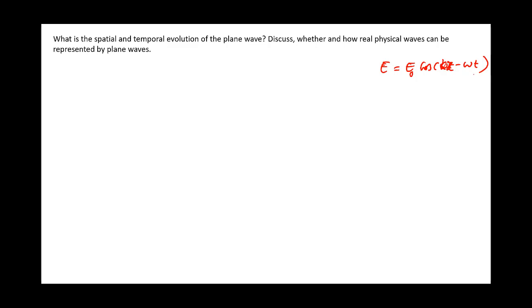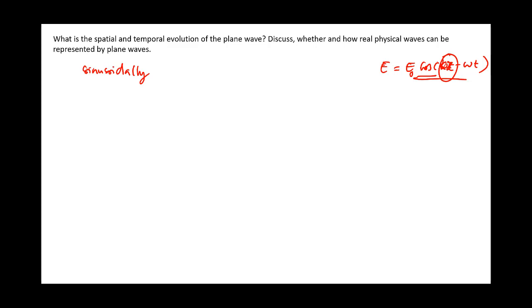So you know that the wave is sinusoidally evolving in time, so it has sinusoidal variation in time, but it also has sinusoidal variation in space. So at a fixed time, the wave has a sinusoidal space variation in electric field, right? So you have to think about both spatial and temporal evolution at the same time.